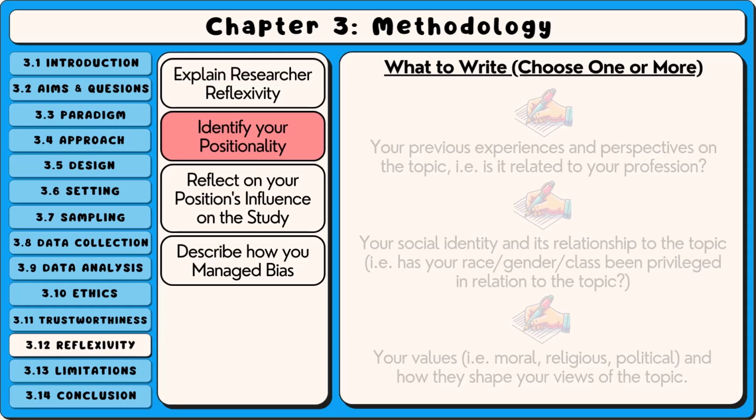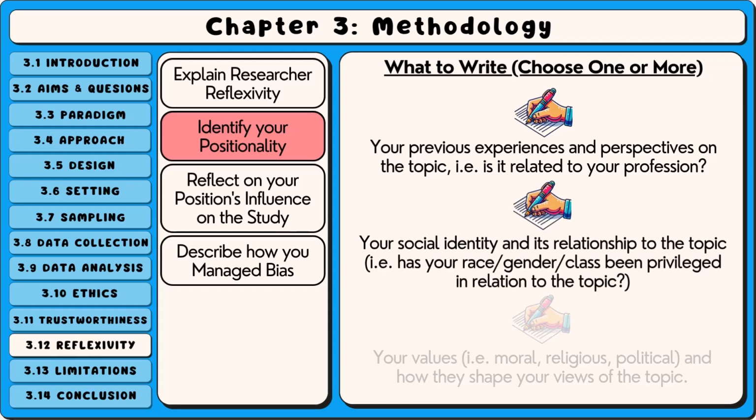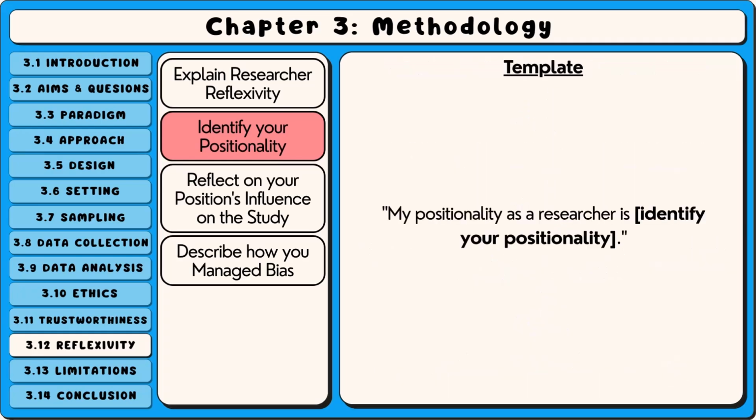To do this, consider writing about one or more of the following elements. First, you may outline that your previous experiences and perspectives on the topic, such as whether it's related to your profession or your past history engaging with the topic, affects your own views on the topic. Second, you may also write about how your social identity is related to the topic, such as whether your race, gender, or social class is privileged or underprivileged in relation to the topic. Third, you could discuss your values, such as your morals, religious, or political values, and how they shape your views on the topic. Here's a template.